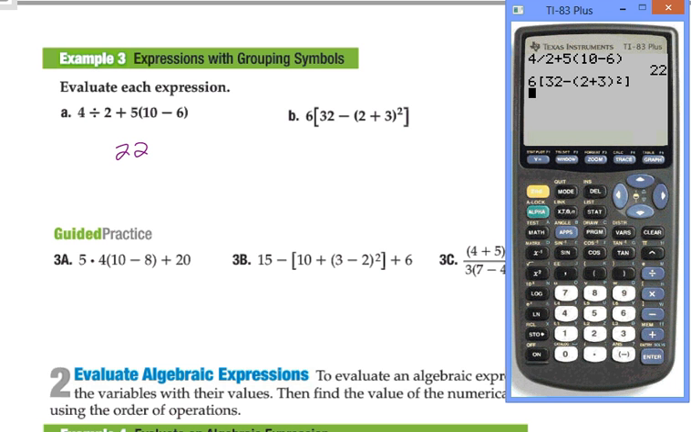So what did I do wrong? 32 minus 2 plus 3 squared, close the bracket. This is what happened. It's not going to let me go back up. Okay. That actually is a good example of when this sometimes doesn't work. So 32 minus 2 plus 3 squared.